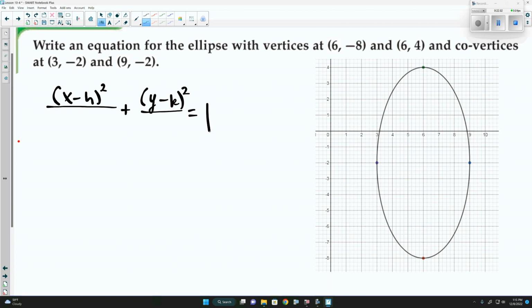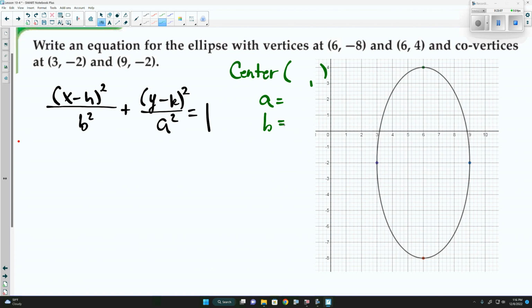And again, our a squared and b squared, a is always going to go with the one where it's stretched the longest. If it's stretched longer across x, it's going to go under x. If it's stretched longer across y, it'll go with y. And it's going to be across y. Now, since we're given the vertices and co-vertices, we're going to have a and b. We don't have to deal with c. C is only with the foci.